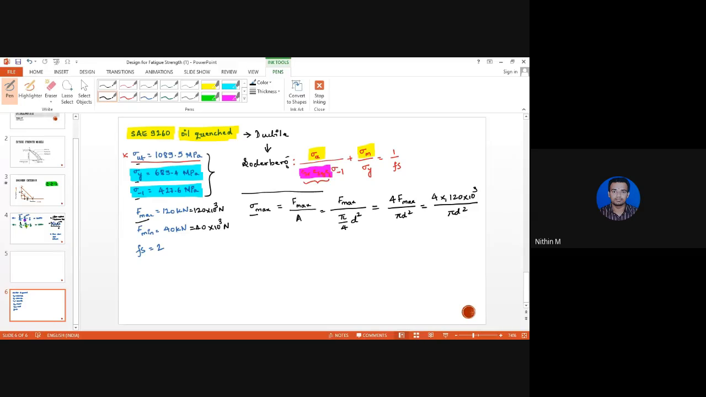Substitute the value of F max, that is 120 into 10 to the power of 3. Calculate this and tell me the value of sigma max in terms of d square. Can someone calculate and tell me the value of sigma max in terms of d square? 152.78 into 10 power 3 divided by d square. Speak a bit louder. 152.78 into 10 power 3 divided by d square.